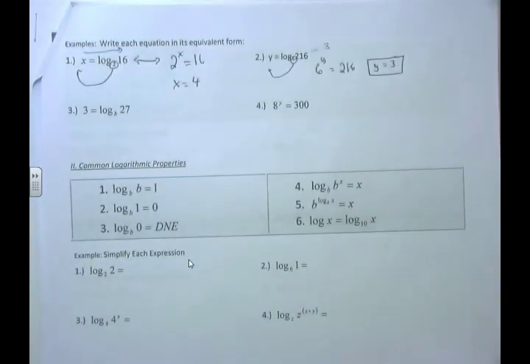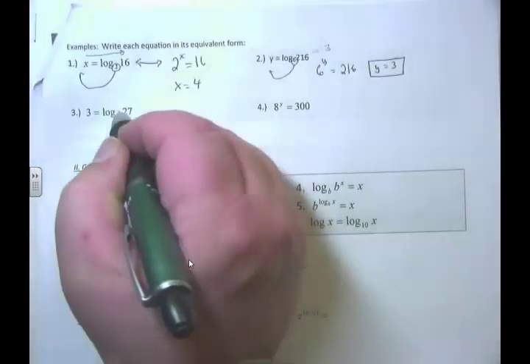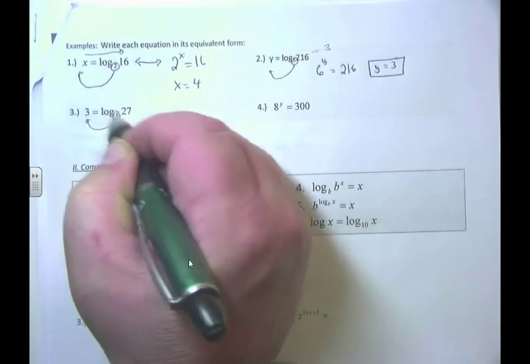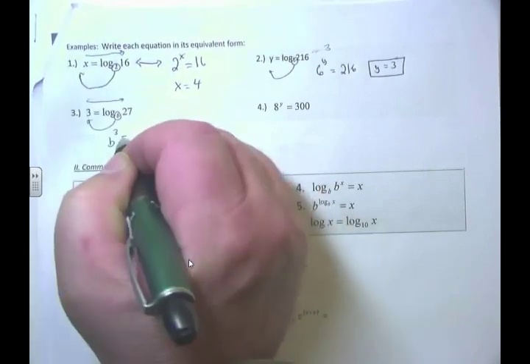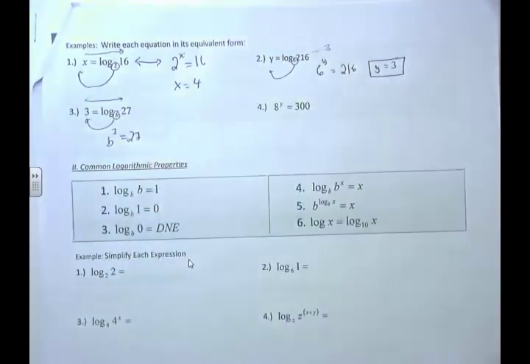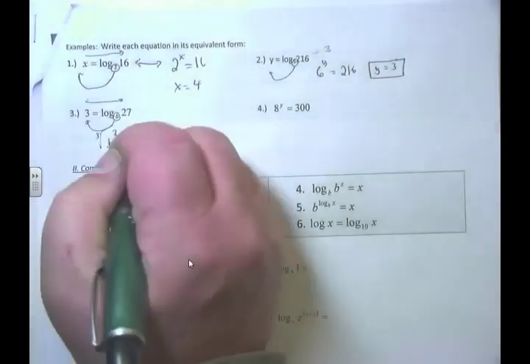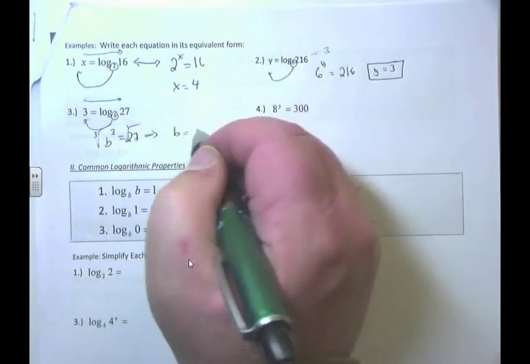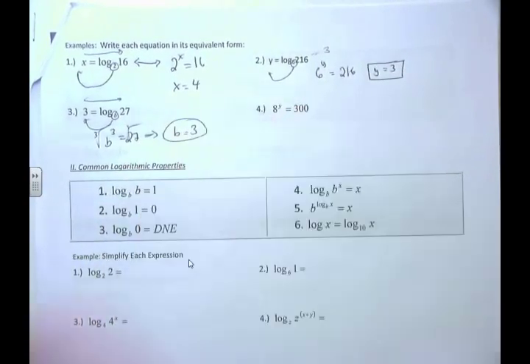3 equals the log base b of 27. If you don't like it, rewrite it. Base raised to the side, b raised to the third power, equals what you're taking the log of, 27. What kills off a cube? Take the cube root of both sides. Solve for b. b is equal to, what's the cube root of 27? 3. b equals 3.